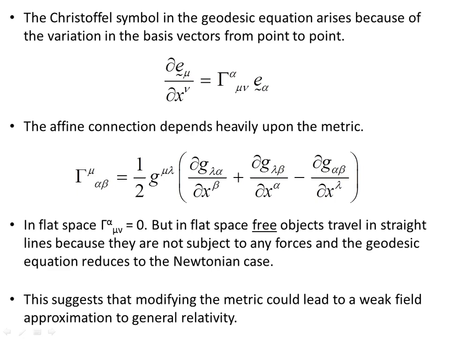Okay, next bit. The Christoffel symbol in the geodesic equation arises because of the variation of the basis vectors from point to point, so that the partial derivative of the basis vector with respect to the coordinates of the manifold or space is equal to this Christoffel symbol of the second kind times the basis vectors, each expanded out. So there'll be a number of these here to equal this one change in the one basis vector.